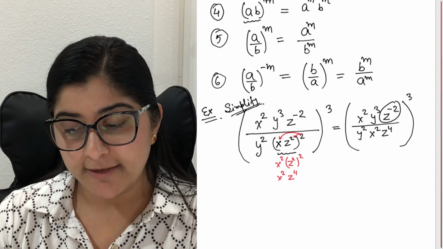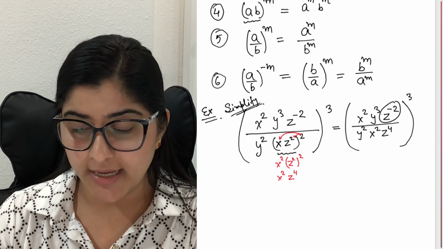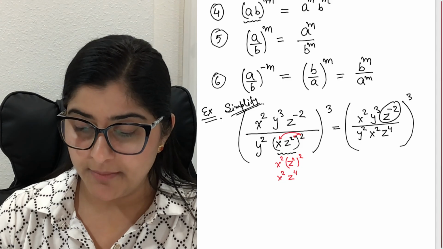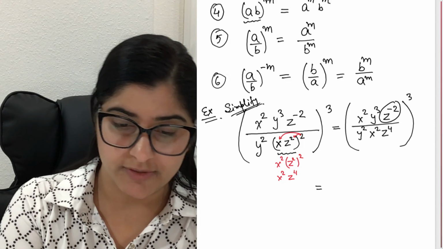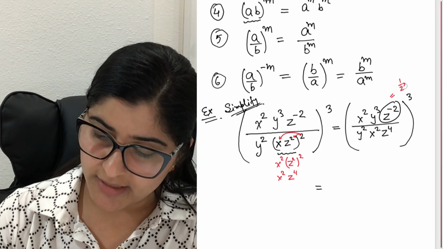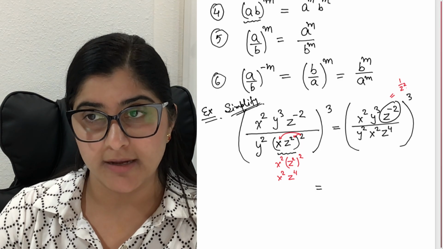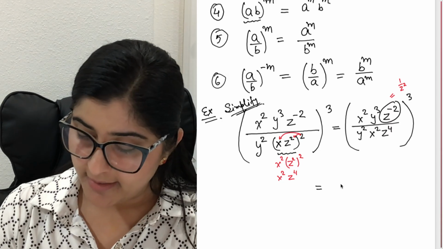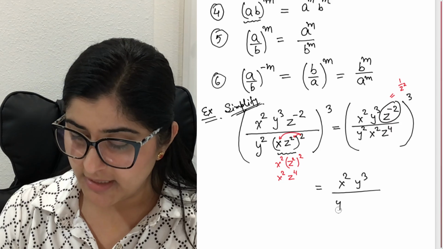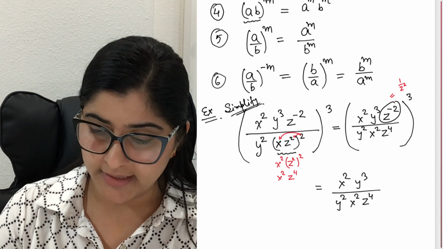So this negative power only belongs to z. This has nothing to do with the y and x. So we will just flip this z, base z, and make the exponent positive. If we do that, it is the same as 1 over z squared. Am I right? I flip the base and the exponent becomes positive. So can I write this as x squared y cubed, and in the denominator we have y squared x squared z to the 4th. It was already there.